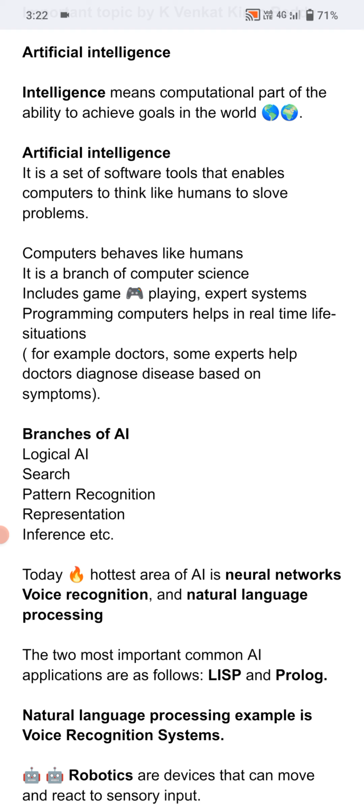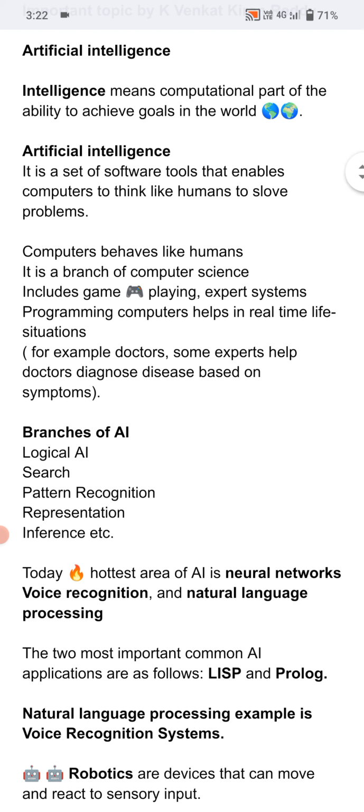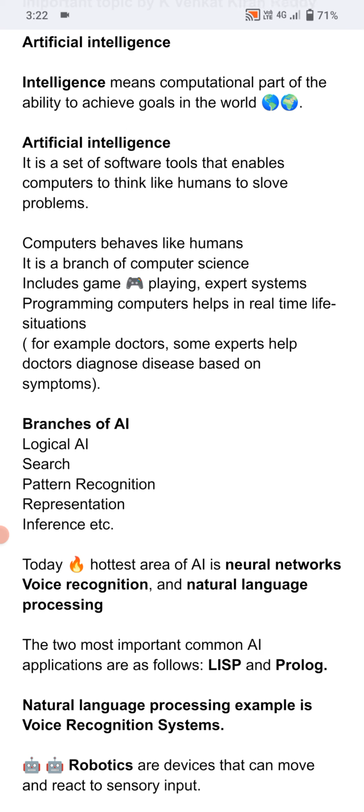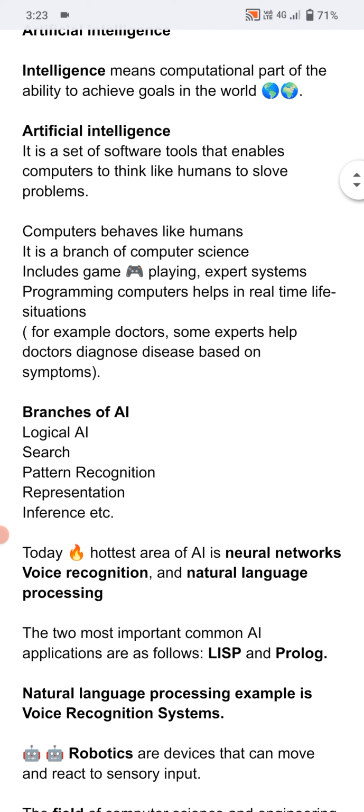Artificial intelligence is a set of software tools that enables computers to think like humans and solve problems. In artificial intelligence, the computer behaves like humans. It is a branch of computer science. It includes game playing, expert systems, and programming computers to help in real-life situations.